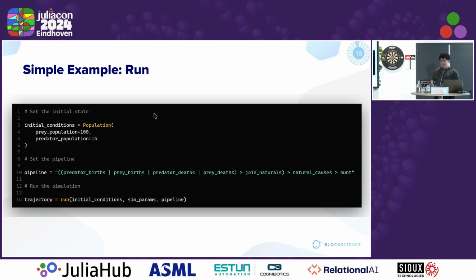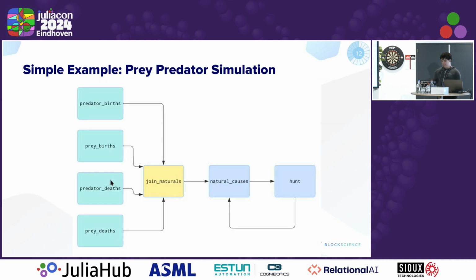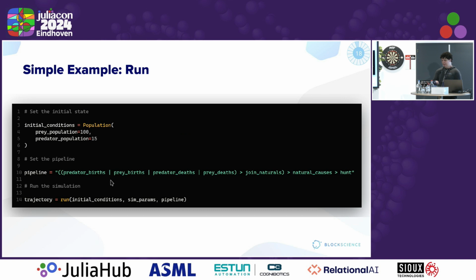And then I define the initial state. So I'm going to say that initially, the state of my population is 1,000 preys and 15 predators. I write this pipeline. So the pipeline is basically a DSL that we are devising to say basically how this figure is becoming this string. And I then ask for the cadCAD engine to run, and this run produces this trajectory.